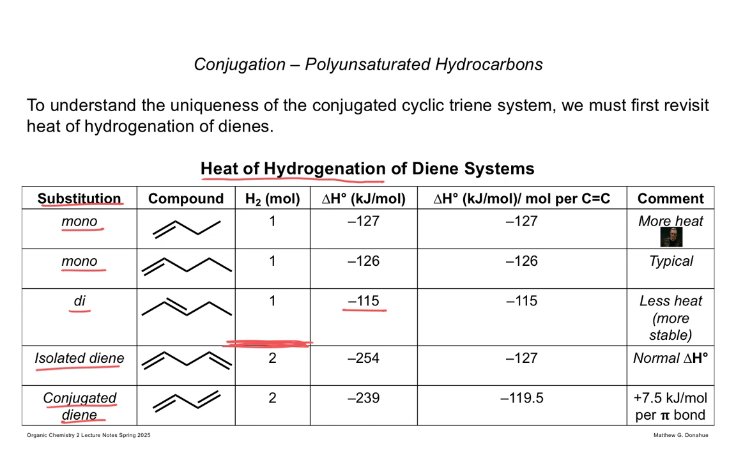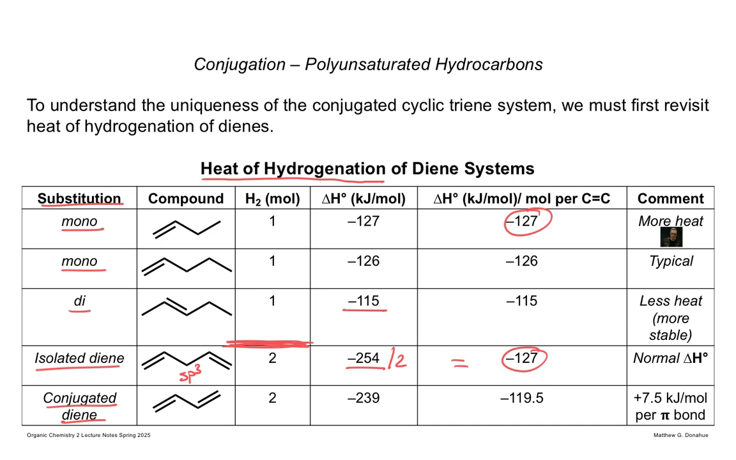Now, if you look at the fourth entry with the isolated alkenes, in total they give off negative 254. We divide that by 2, you get negative 127. So this number is about equal to those alkenes being just 2 separate pi bonds in the molecule. And again, it's isolated because of that sp3 hybridized carbon.